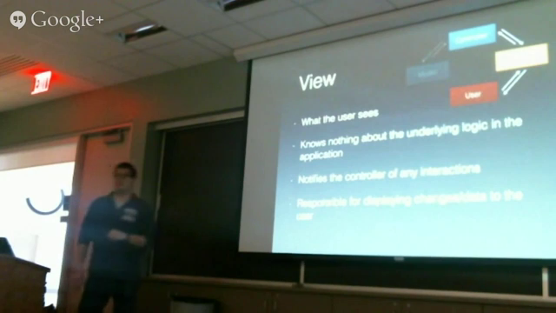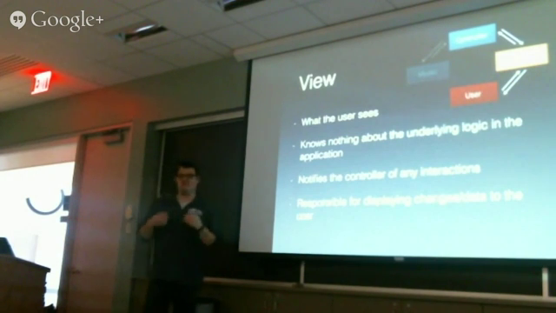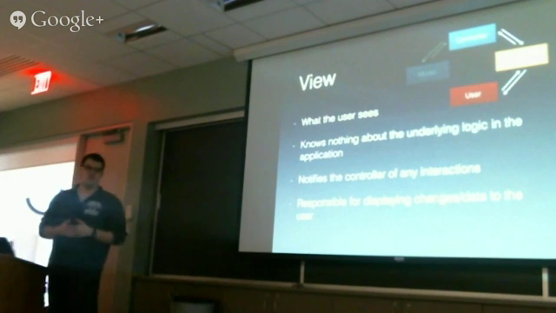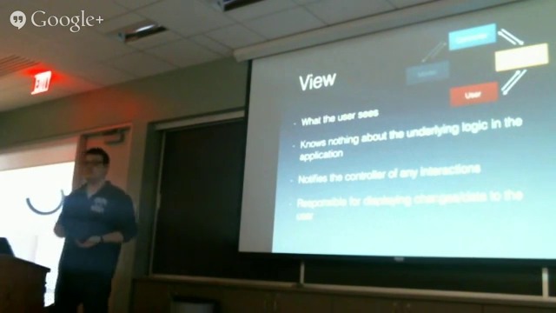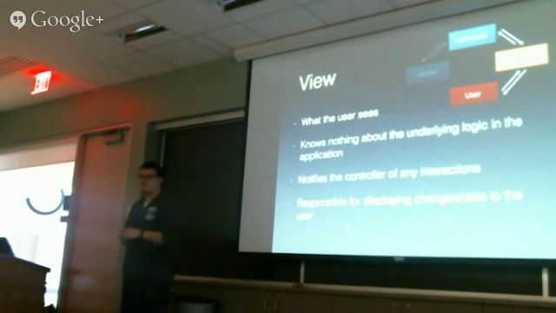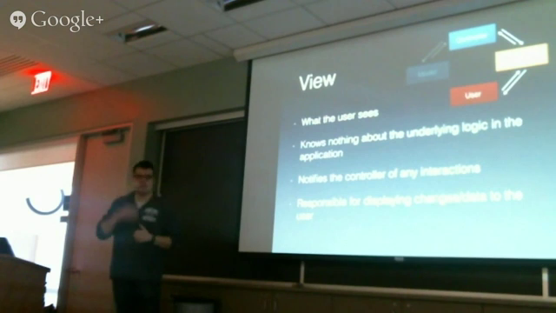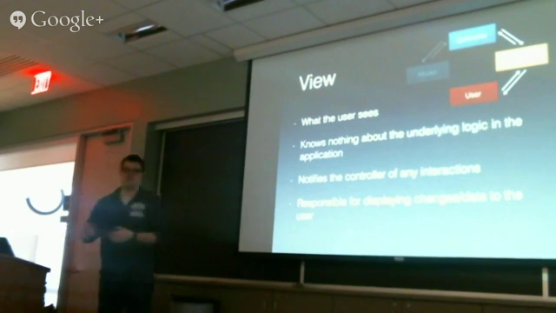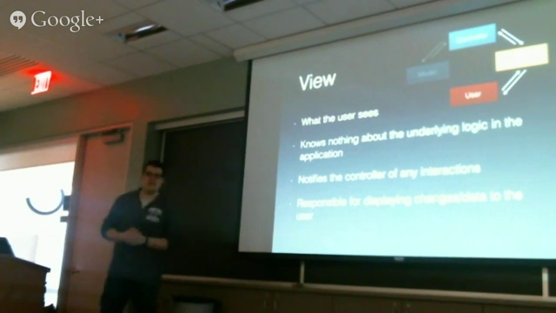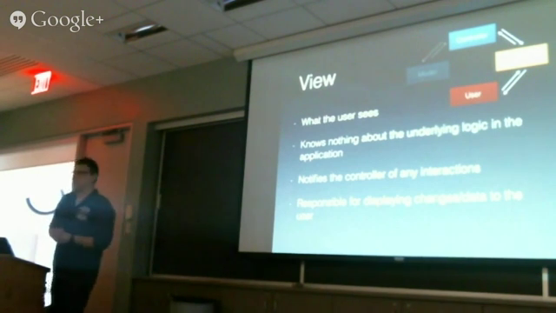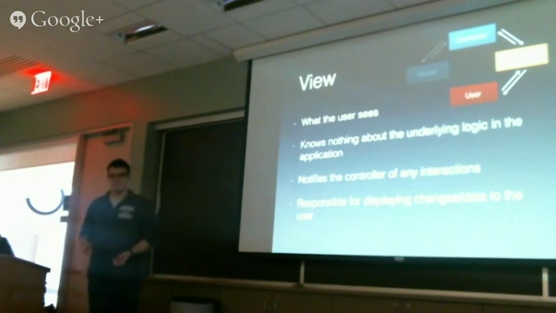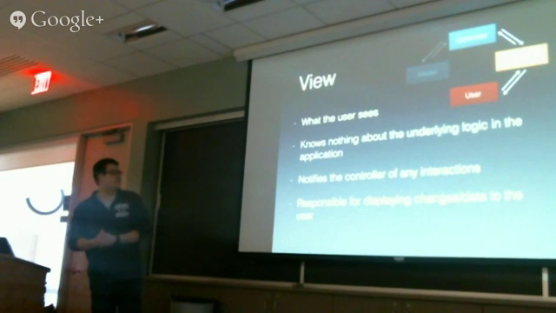Next is the view. Some could argue this is the most important part of an application, given it's what your user actually sees and interacts with. It doesn't know anything about the logic behind the code. All it knows is I'm going to display text here, I'm going to display an image here, I'm going to have a button here that the user can push. It doesn't know what the button does. All it knows is I have a button here that displays something.